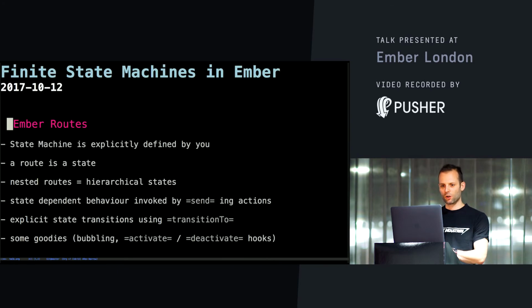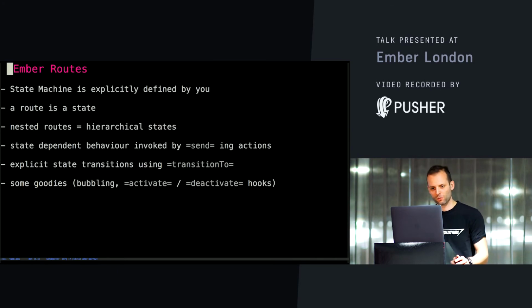Ember routing, which hopefully you're all familiar with. So in Ember routing, you define the state machine yourself. Or rather, you define the states of the state machine and you define the transition rules. And then Ember takes care of setting your current state. And your current state is the route which you are in. We do have some hierarchical states, which are basically nested routes.